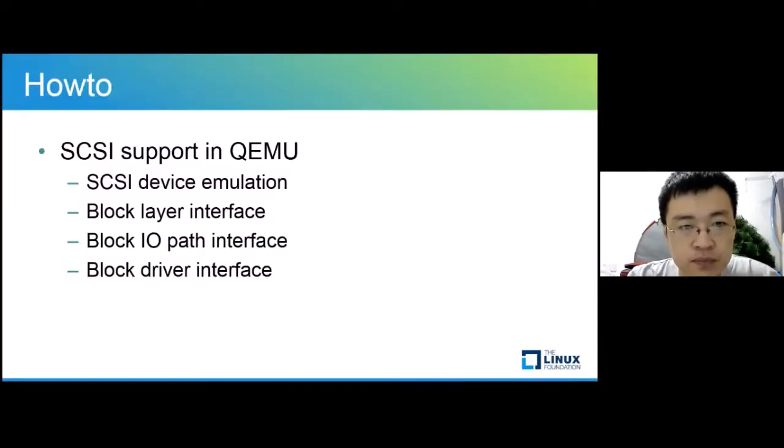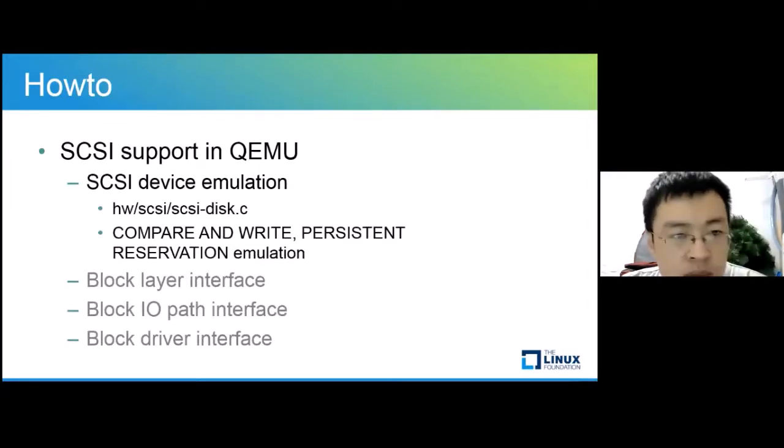Let's see how to implement it. This work consists of 4 parts. They are SCSI device emulation, block layer interface, block IO path interface, and block driver interface. We'll see them one by one.